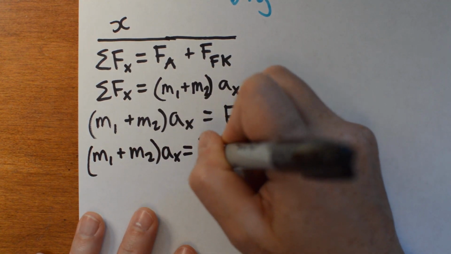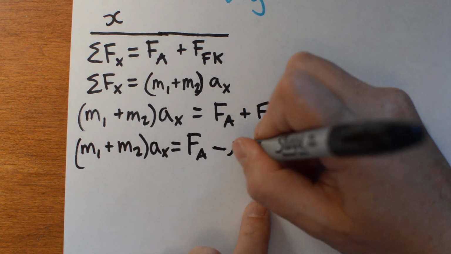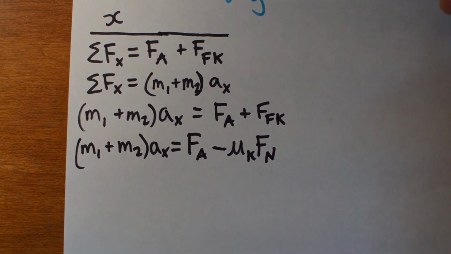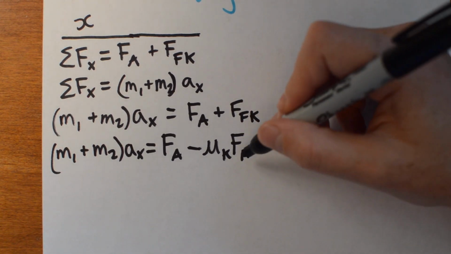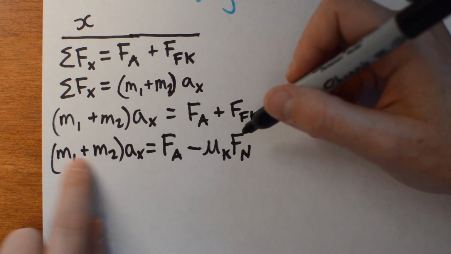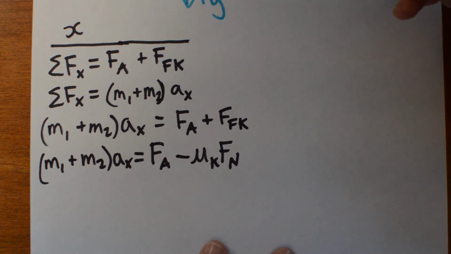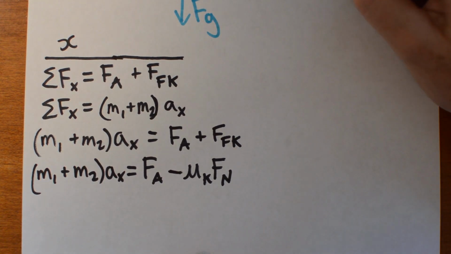Alright, we don't know FA, but we do know that FFK is going to be negative, it's backwards, and it's going to be mu k times Fn. There's no weird inequality with kinetic friction, it's just always equal to mu k Fn. Seems like we probably need the normal force, right? We know acceleration, we know everything else in this problem except for FA and the normal force. So we're going to need summing up our forces in the y direction to get the normal force. So I'll do that over here.